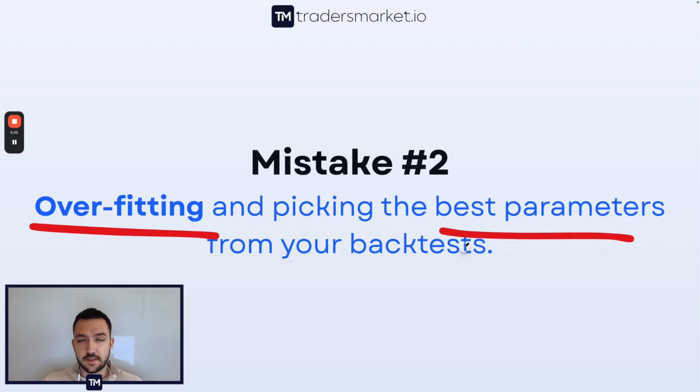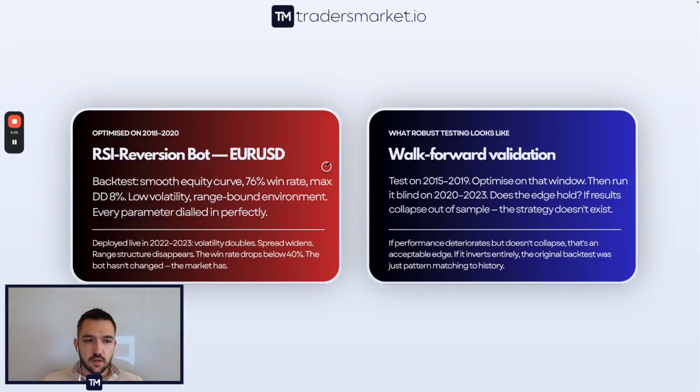you see in your backtests. So let's again take an example that you're trading some RSI reversion trading bot and you've seen your backtest: you have a 76% win rate, max drawdown 8%. This is literally the best backtest that you have. So you pick those parameters, then you put it on a live account and you start losing money.